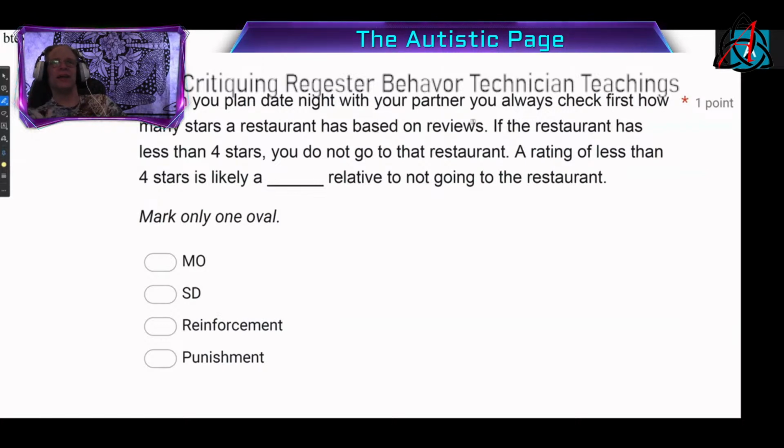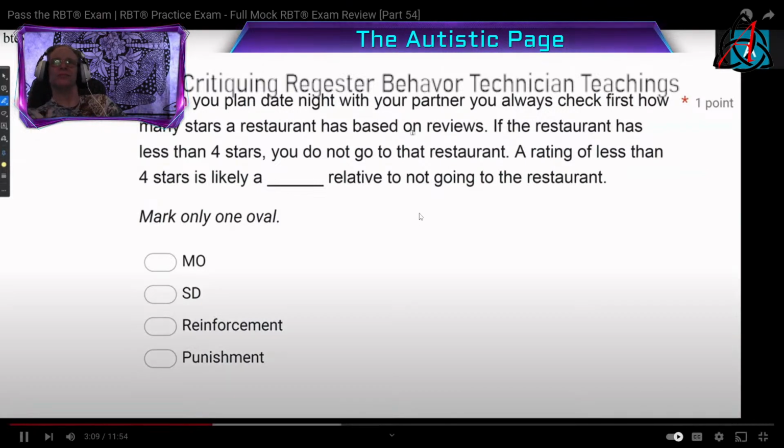When you plan date night with your partner, you always check first to see how many stars a restaurant has based on reviews. If it has less than 4, you do not go to the restaurant. A rating of 4 stars is likely a relative. What type of reinforcement? Relative to not going to the restaurant.